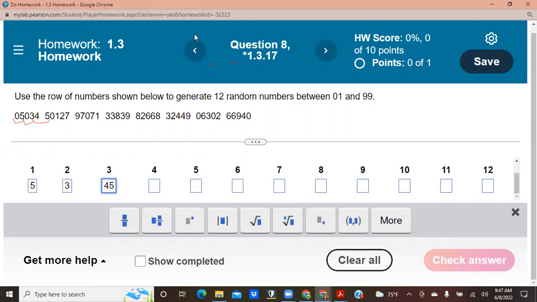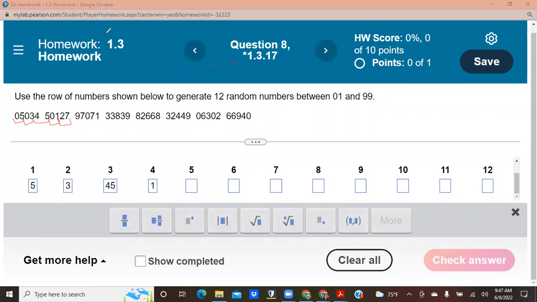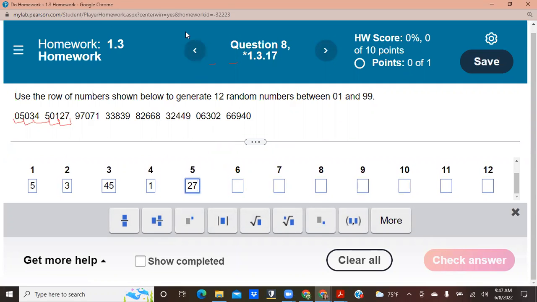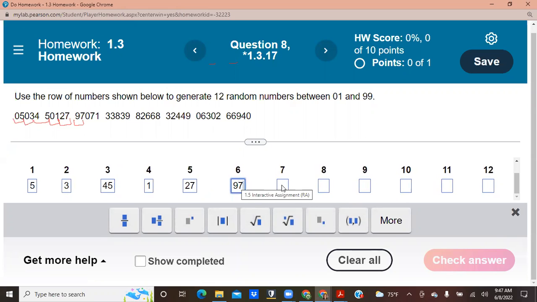And then we keep doing this, looking at two numbers at a time. The next number we look at is 01. So you can write 01, or you can just write 1. That's good. The next one that we're looking at, if you look at the next two numbers, would be 27. And we keep doing this. The only thing we look out for is if any numbers repeat, then we don't want to use those again, because we don't want to sample the same person or whatever it is that we're sampling.